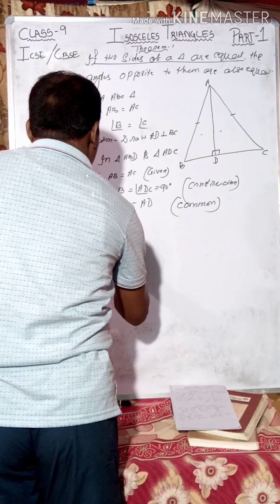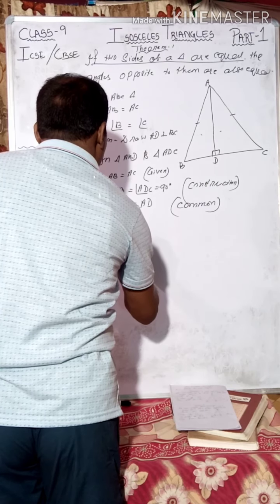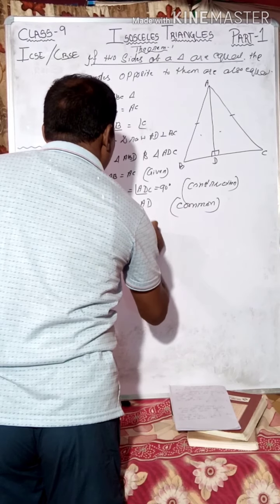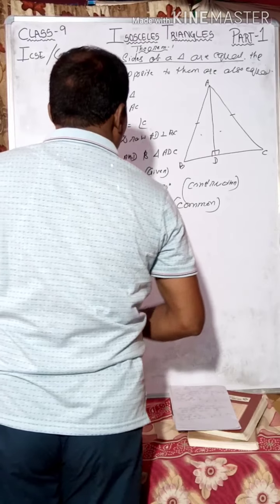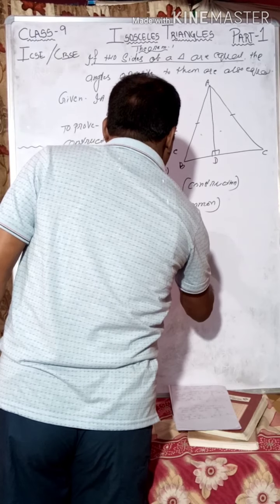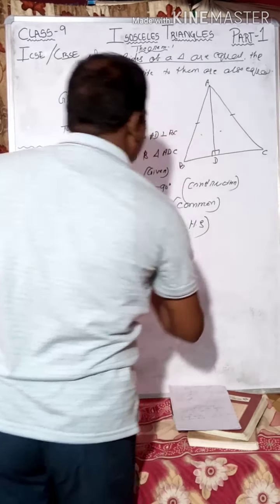Triangle ABD is congruent to triangle ADC due to which reason? Right angle, hypotenuse and side, RHS.